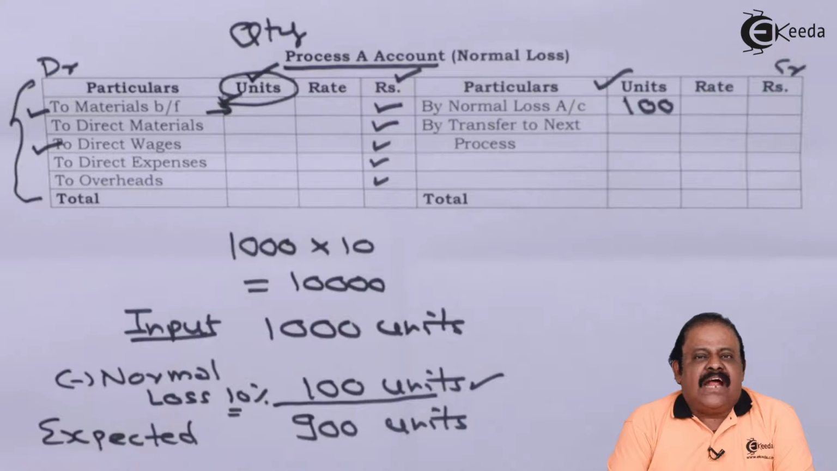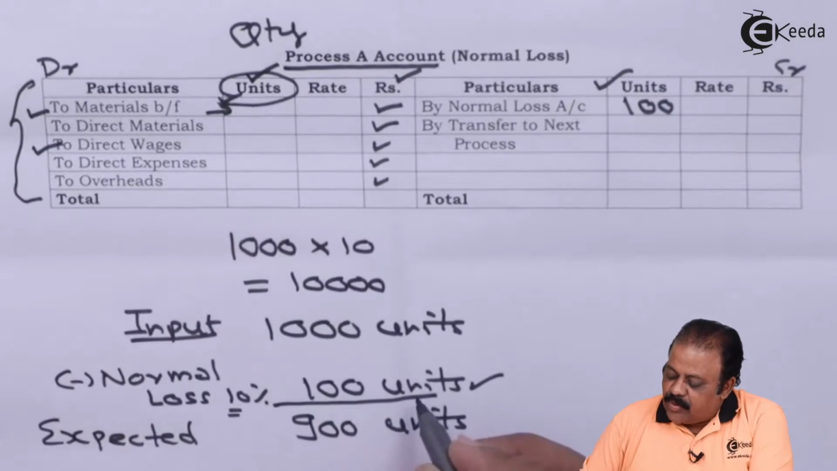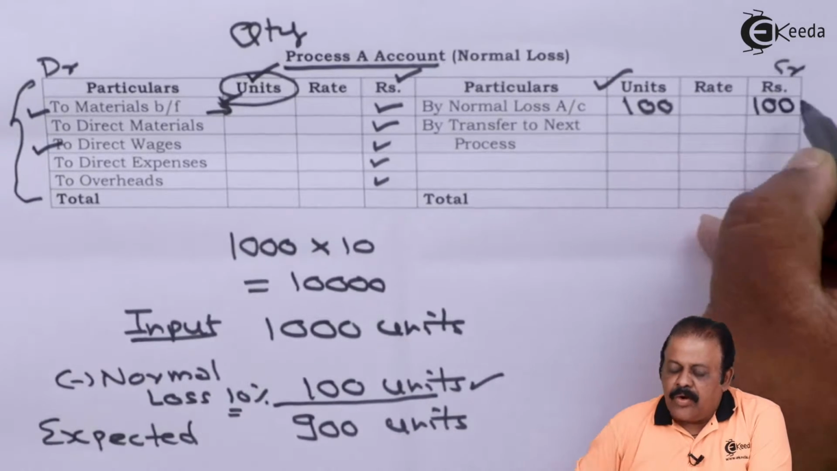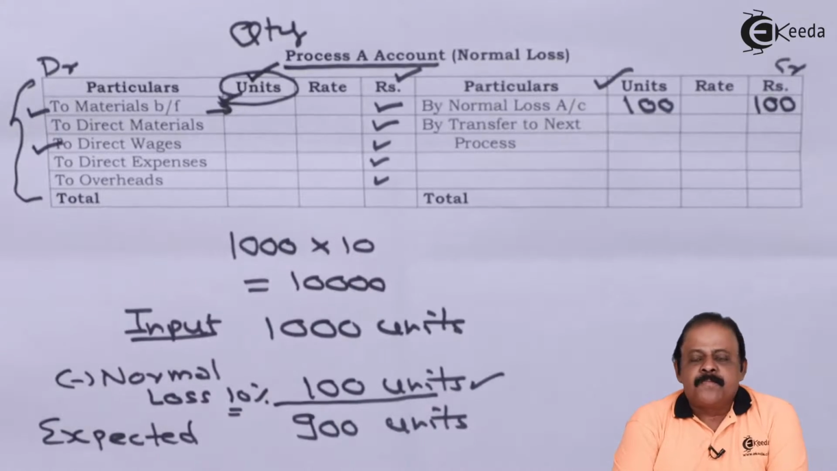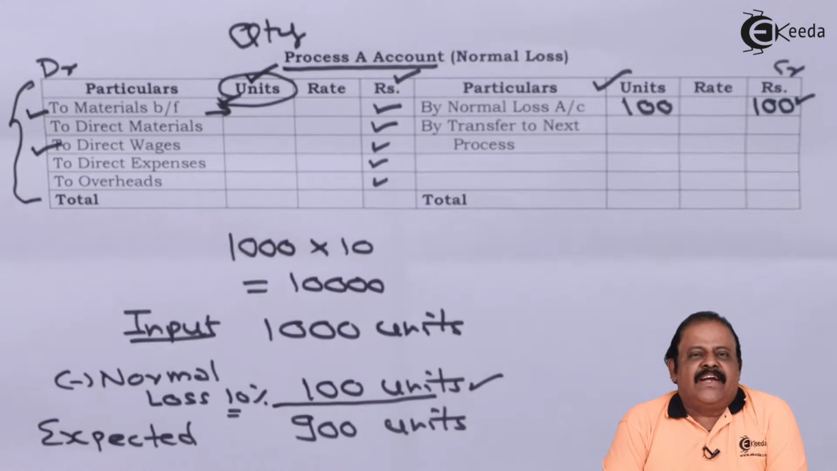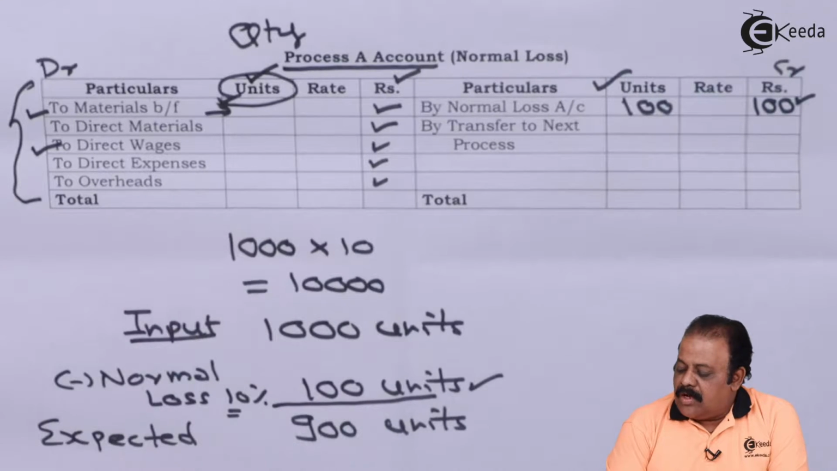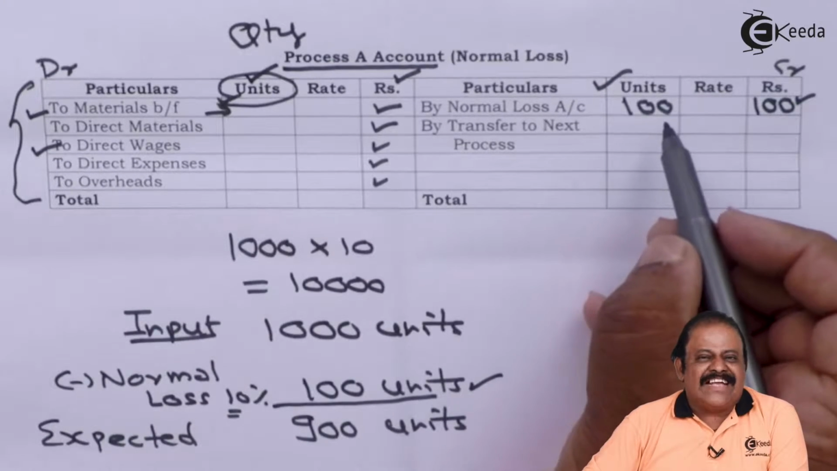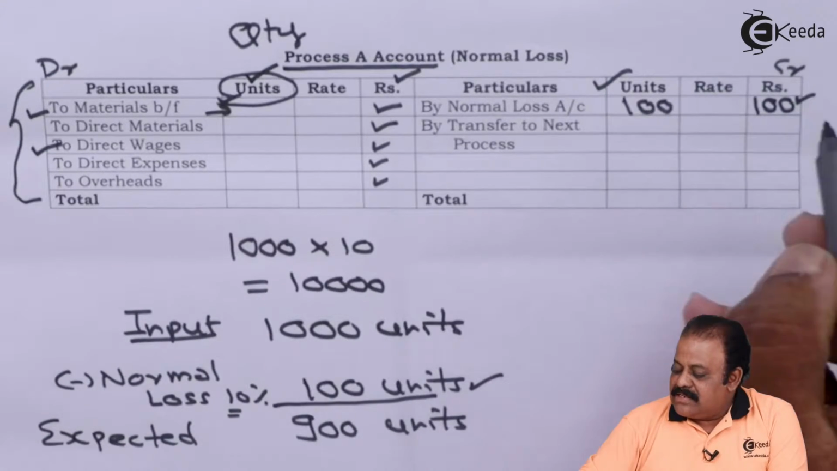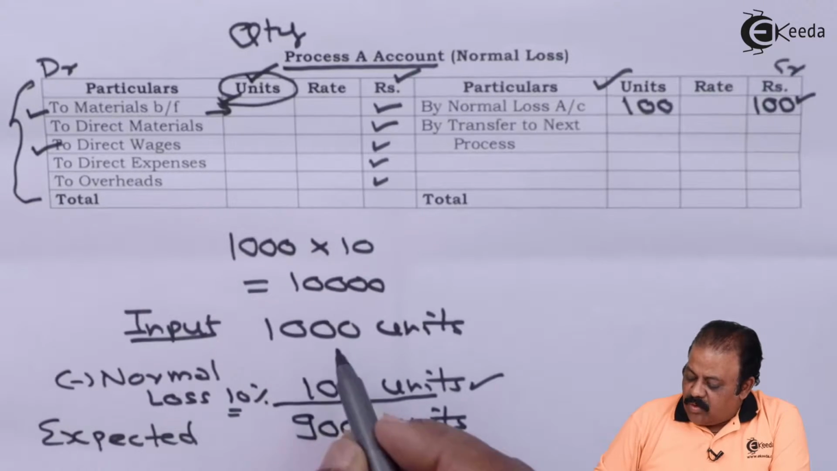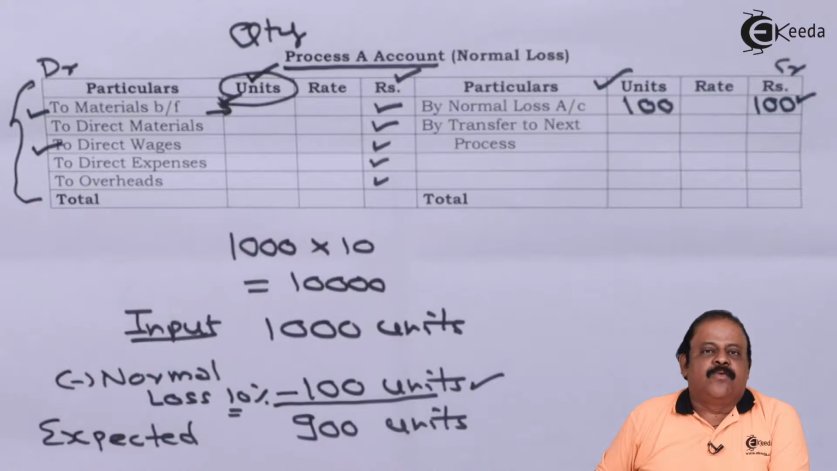For example, it is given as rupees 1 per unit. So here it is 100 units at rupees 1 per unit. That means we are going to get 100 rupees of scrap value. These 100 will be recorded in the rupees column to the credit of the process account. So normal loss units are recorded on the credit side of the process account, and its expected realizable value is recorded in the amount column. From 1000 we have deducted 100, and we got expected output of 900.